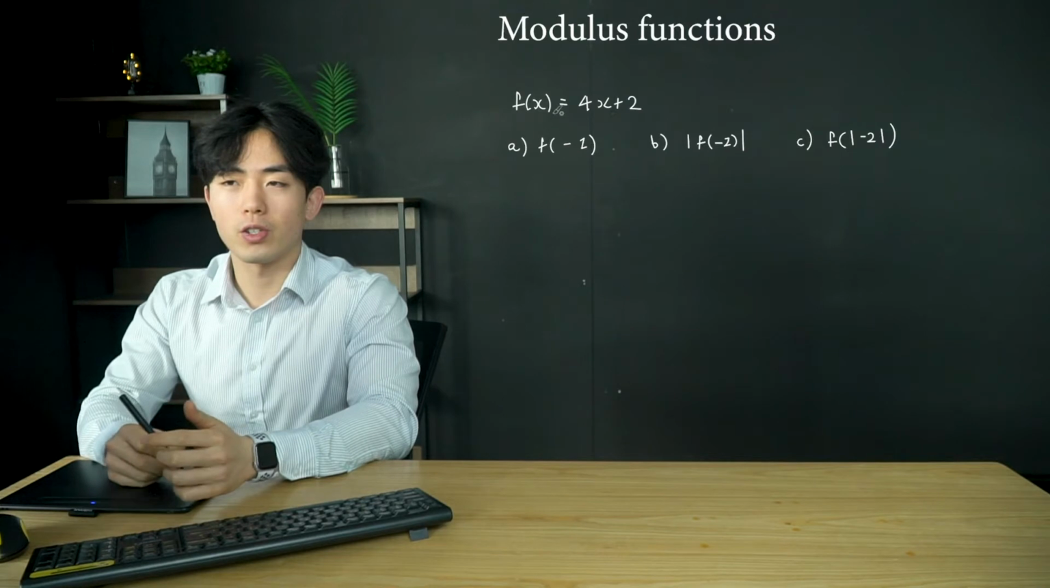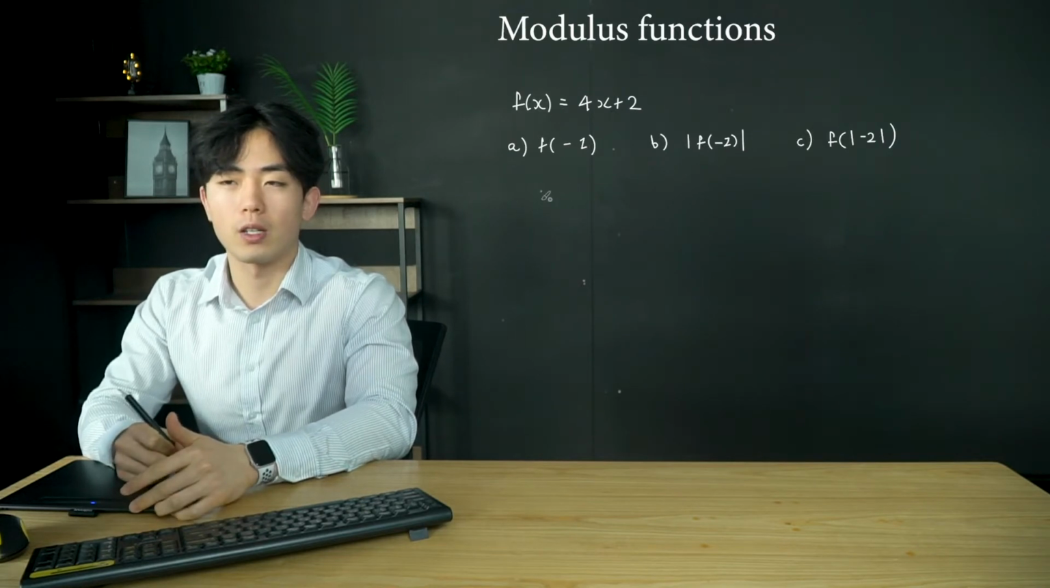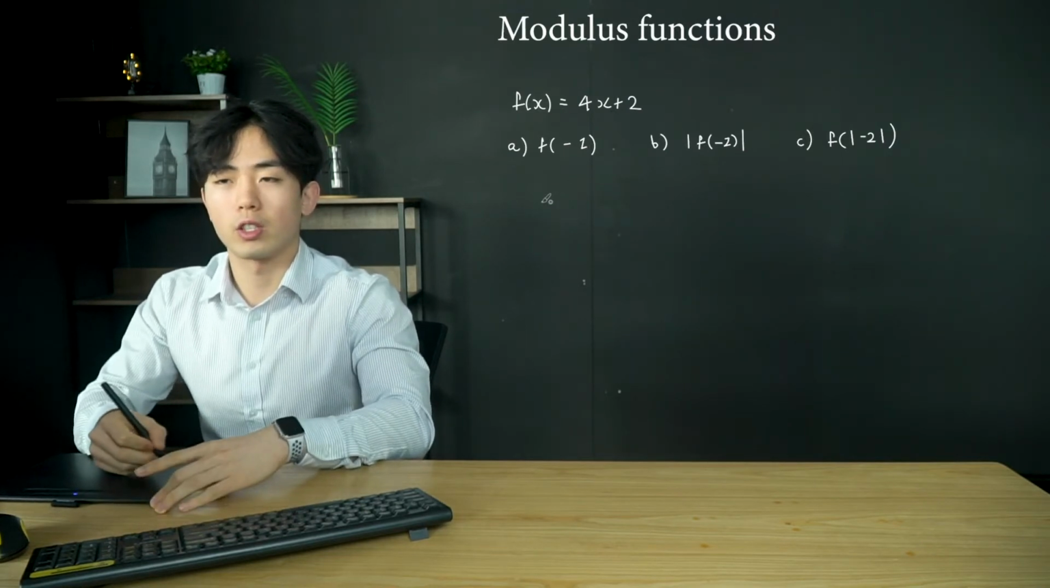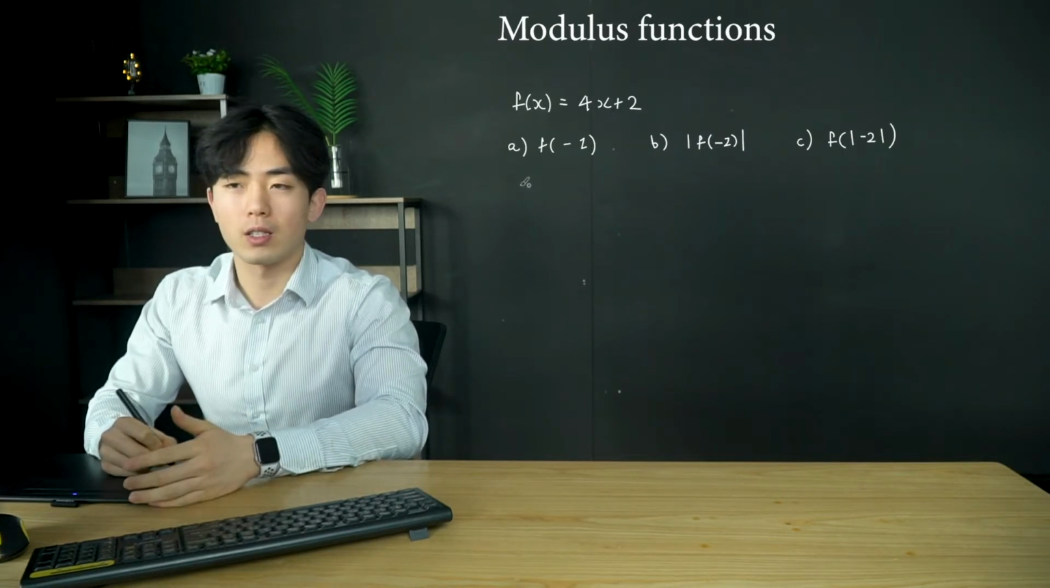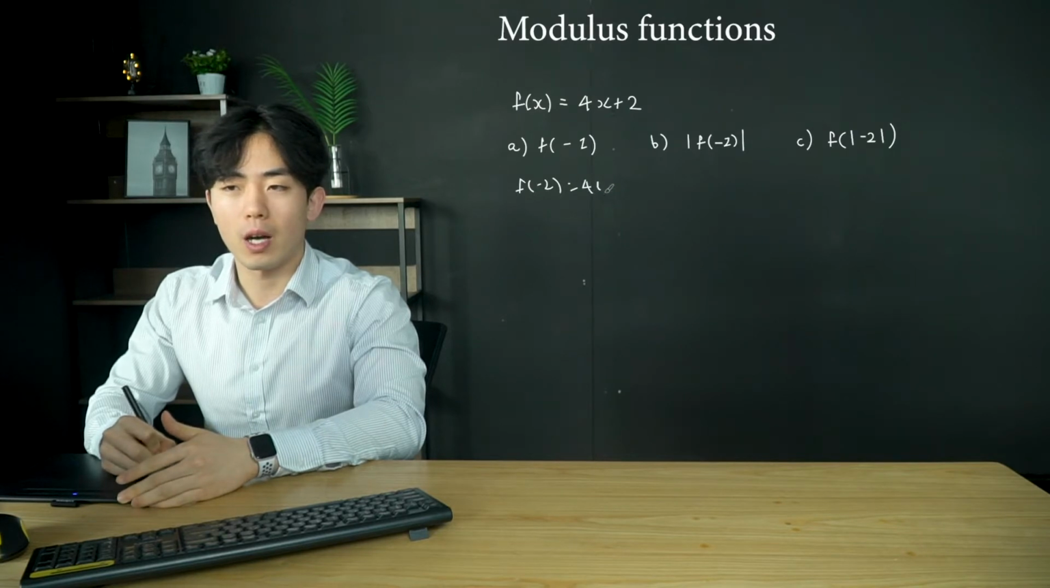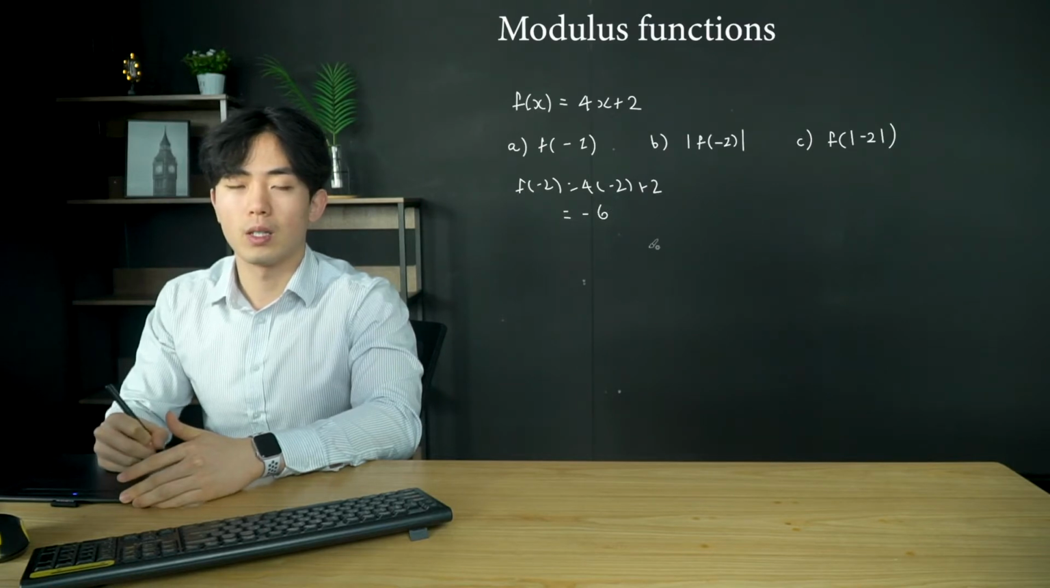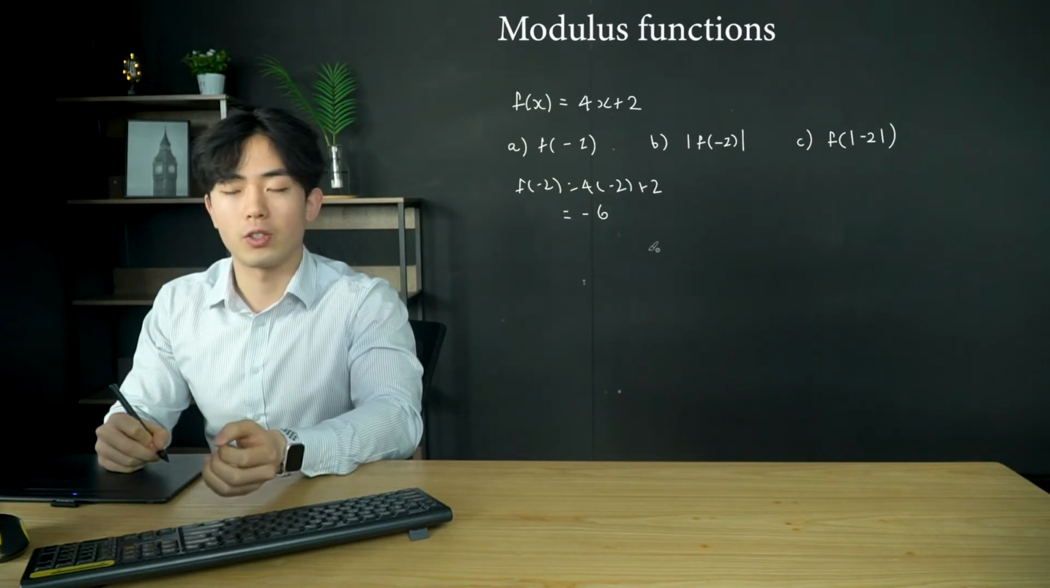So if we have a function such as f of x equals 4x plus 2, and I'm asked, how do you find the f of -2? Well, first of all, you just simply plug it in. So f of -2 is equal to 4 times -2 plus 2, which will give us -6. So that's fairly simple. We should hopefully know how to do this.